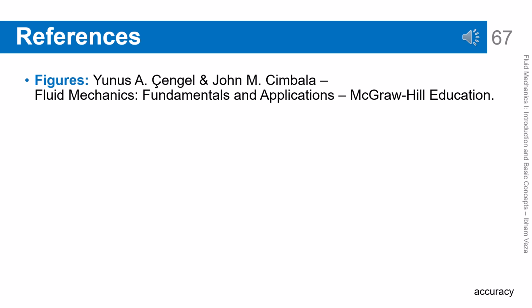References. This section shows the main sources of figures and materials used in the lecture. The primary reference comes from the book by Cengel and Cimbala on fluid mechanics. Using this source ensures that the material follows international standards. References are also important for students who want to study more deeply. This practice builds a good academic culture.